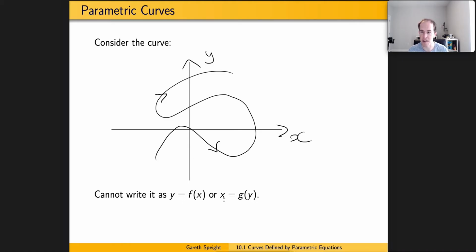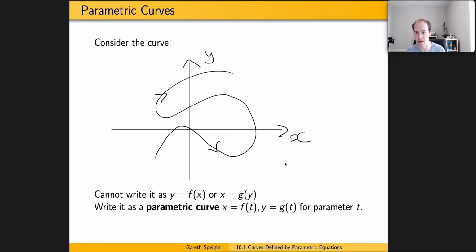And similarly with x equals g of y. There are some y's where there is more than one possible x value that lies on the curve. Whereas if we go to write it as x equals g of y, we plug in one y value, we get one x value, which is not the case here. So for this curve, for each x there are multiple y, and for each y there are multiple x. We can't write y in terms of x, nor can we write x in terms of y. So we need some other way to write the curve.